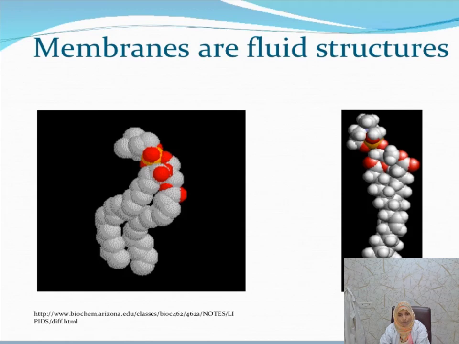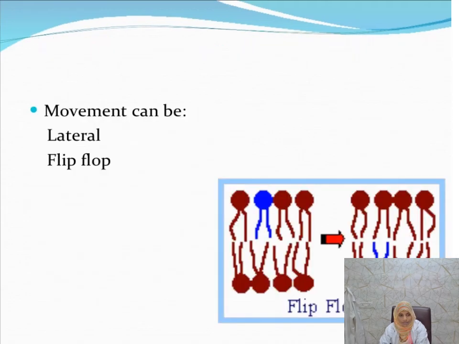This flip-flop movement of the cell membrane. The lipids can move laterally from one side to another side. The cell membranes are fluid structures. So movement of the cell membrane, as we are seeing in this picture, the blue color one, okay, one lipid you can see, it has come and tossed on the other side. That means this flip-flop movement of the lipids in the cell membrane. This we call it as flip-flop movement.